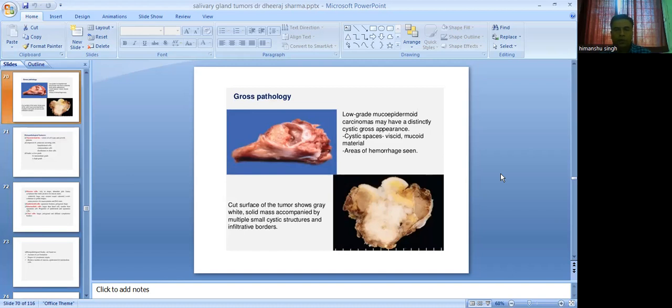The tissue which we receive after biopsy, you can see in the photograph. First is the low-grade mucoepidermoid carcinoma, which may have a distinctly cystic gross appearance. You can see the cystic spaces filled with viscid and mucoid material, and few areas of hemorrhage are also seen. The cut surface shows gray-white solid mass, which is accompanied by multiple small cystic structures and infiltrative borders.